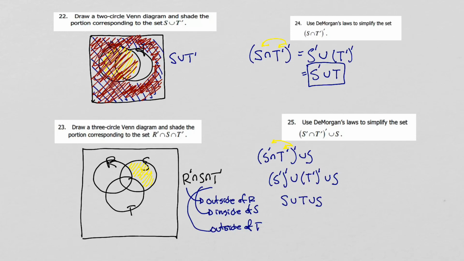So what we're going to do is take everything in S and combine it with everything in T, and then combine that with everything in S. Well, this is redundant here, right? You take everything in S and put everything in S together, you still just have S. So this is going to simplify to S union T.